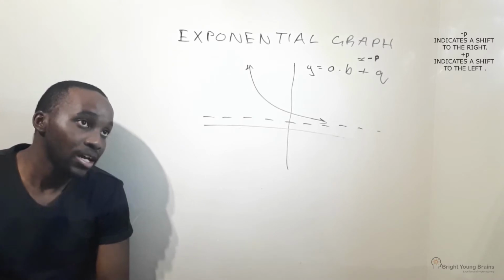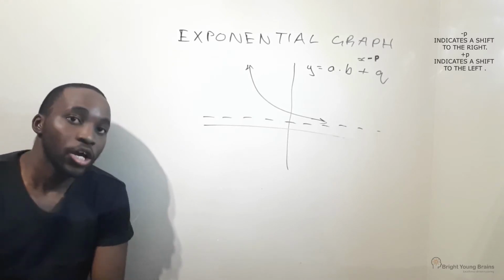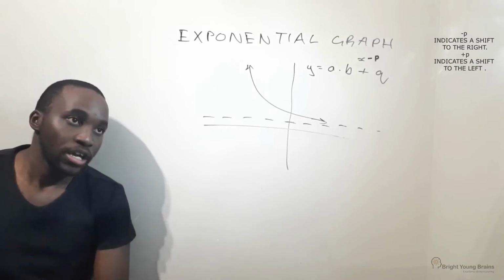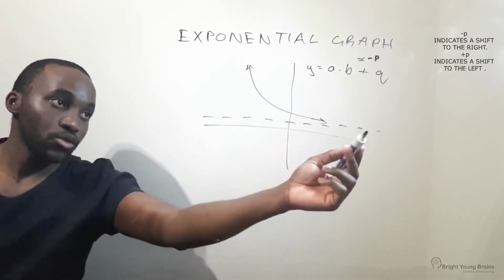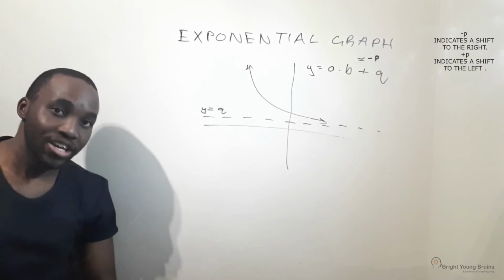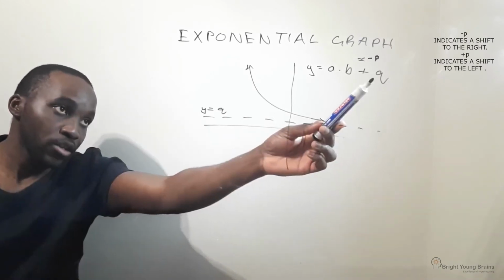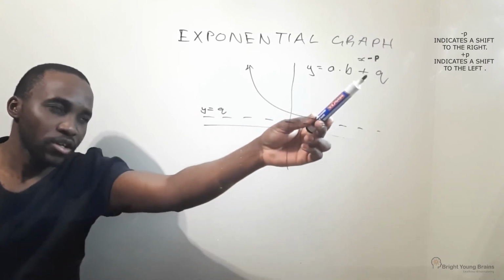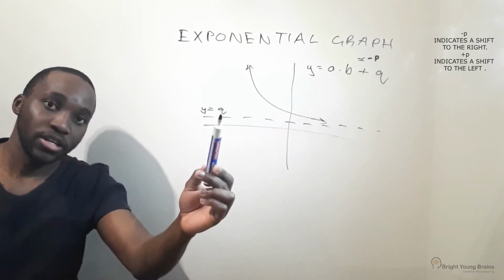of x plus q. Now, your value for q will always tell you your asymptote, in the sense that the equation of your asymptote here will just be y is equal to q. If your q value is positive, then this is just going to be a positive number. If your q value is negative, then this is just going to be a negative number.